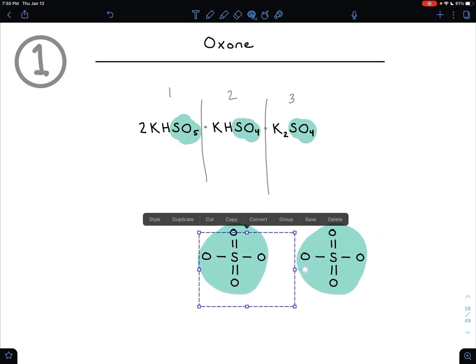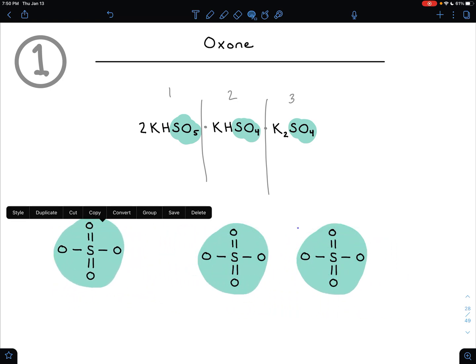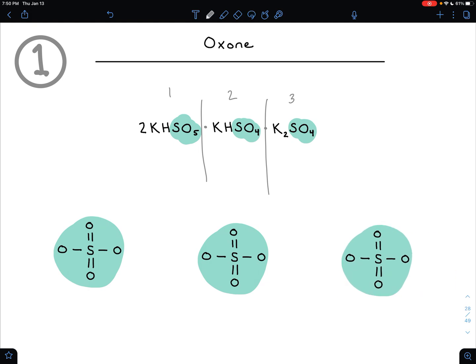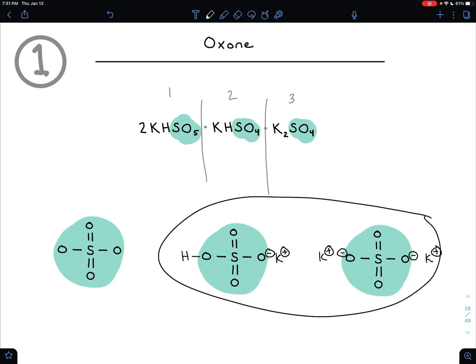What's different between them is what else is bonded to that SO4. In the molecule on the right, you have 2 potassiums. And so in this case, these oxygens have negative charges that are being balanced by 2 potassium ions. That's this molecule on the right. In the middle case, you only have 1 potassium, the other one is a hydrogen. So 1 potassium is balancing the negative charge here, and the other has a hydrogen bonded to it. So notice, these 2 compounds are almost identical.